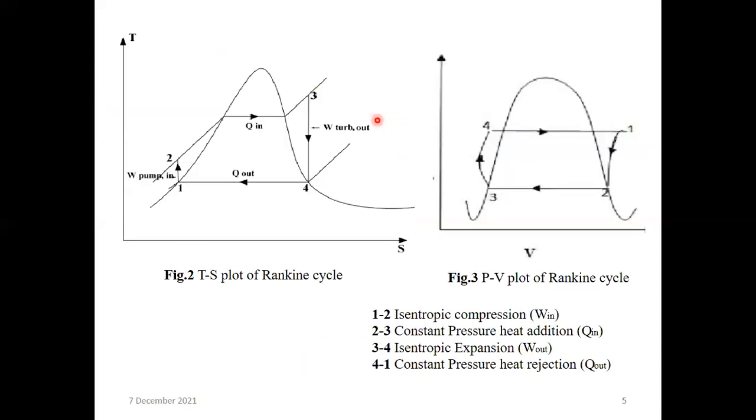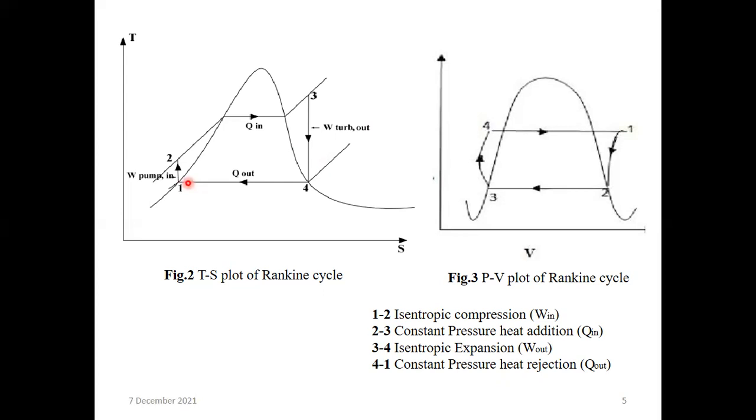So these are the PV and TS plots of the Rankine cycle. Thermodynamically, we should know about the working principle of the Rankine cycle. So 1 to 2, we will be having isentropic compression. 2 to 3, constant pressure heat addition. 3 to 4 is an isentropic expansion. And 4 to 1, we will be having constant pressure heat rejection.